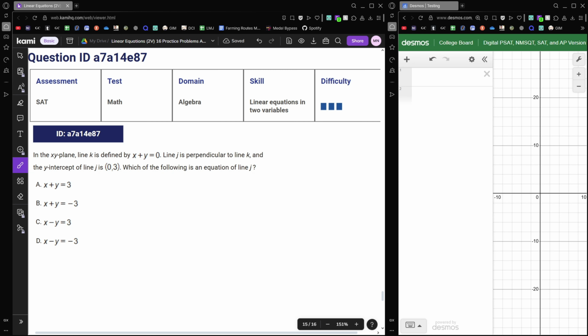Question number 15. In the xy plane, line k is defined by that equation. Line j is perpendicular to line k and the y-intercept of line j is (0, 3). Which of the following is an equation of line j? Let's go ahead and rewrite line k in the form y equals mx plus b. To do that, we can just subtract x from both sides. So line k would be y is equal to negative x.